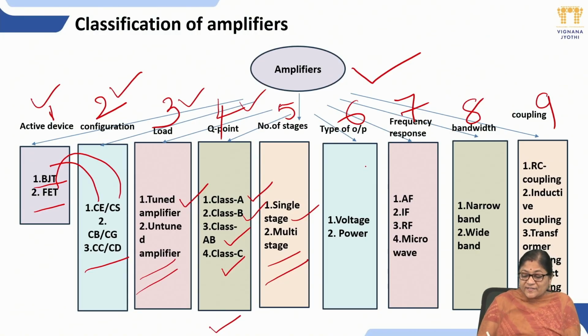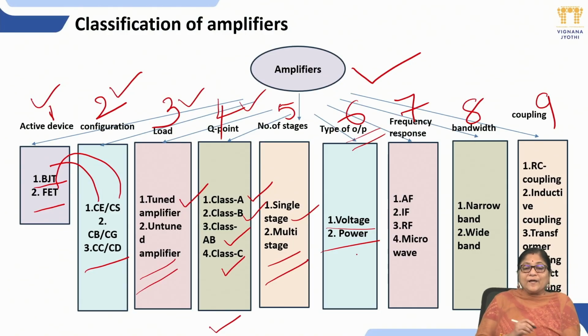Then the next classification is based on what type of signal has been used for amplification. If an input signal is given and it is amplified only in terms of its amplitude, then we call it a voltage amplifier. The next classification is power. Here, both voltage and current are considered, and combined they enhance the power.